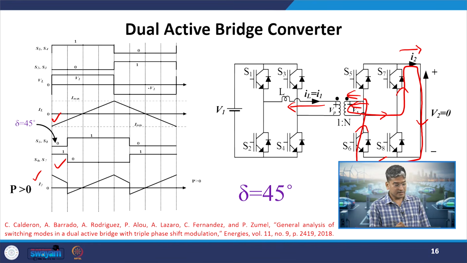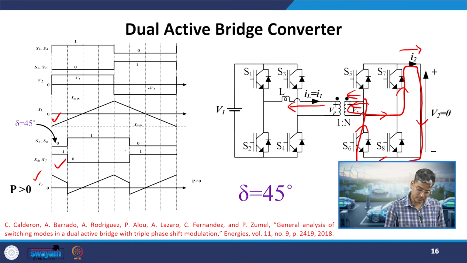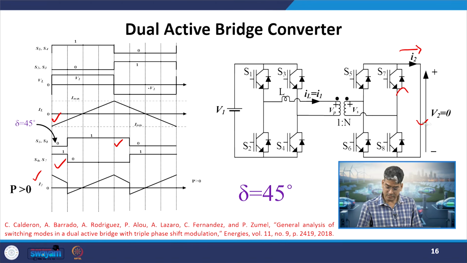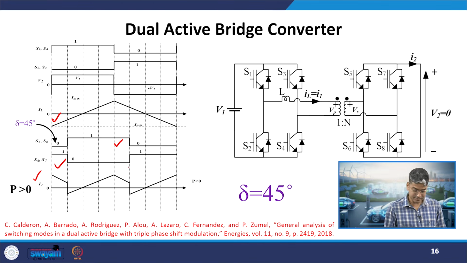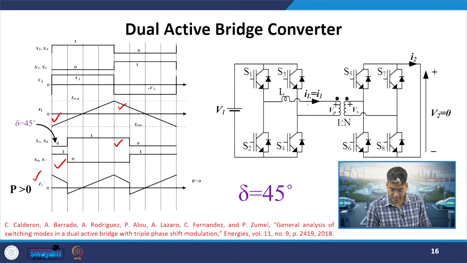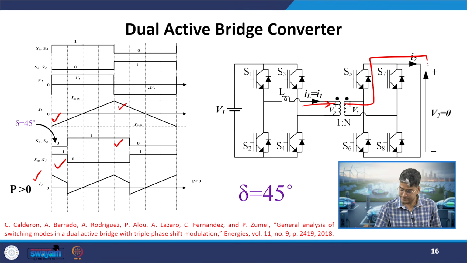Now, let us see one more division, that is your fifth division. In this case which switches are on? On the primary side it is S2 and S3. On the secondary side we have still maintained the pulse with S5 and S8. In this division the current is positive. If current is positive it means it is entering the dot, so it will try to leave the dot on this side. Which devices are on? S5 and S8. So, it will flow through this, and it will come back in this way.